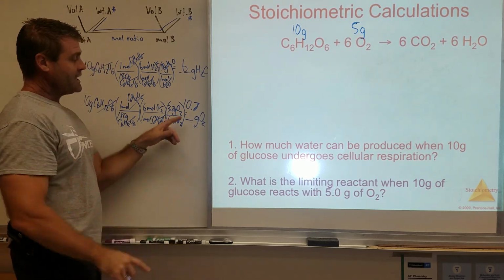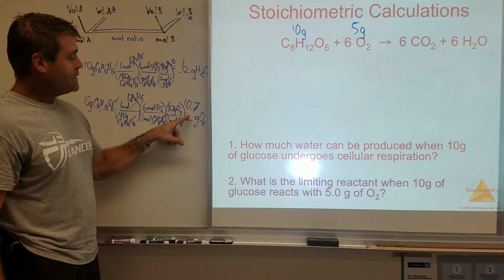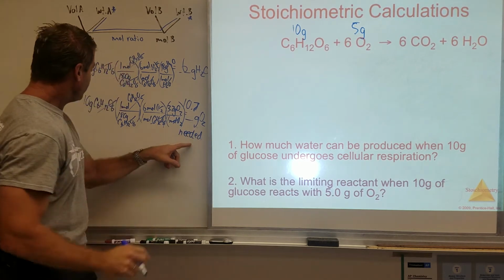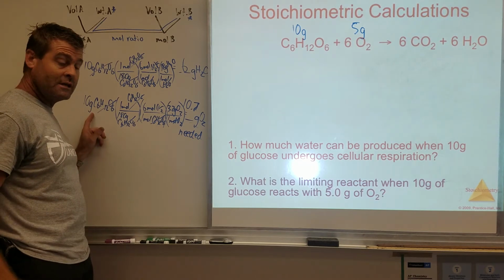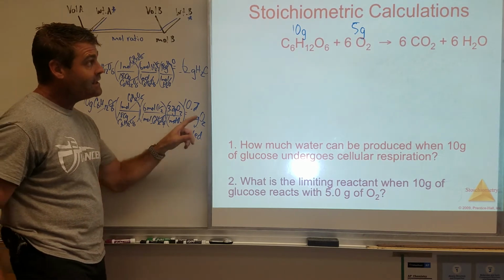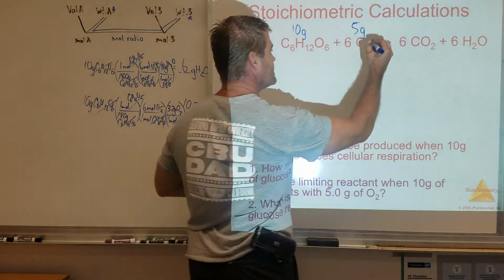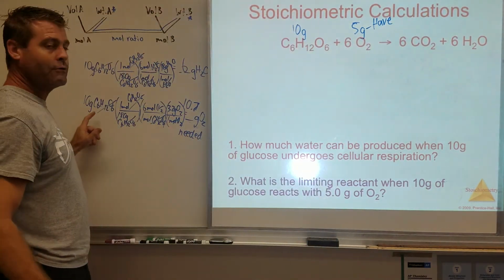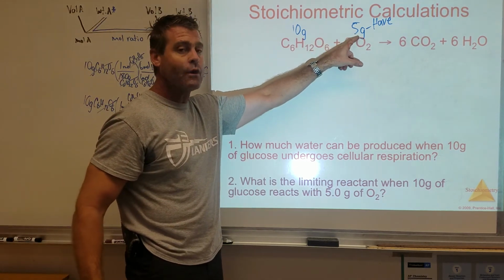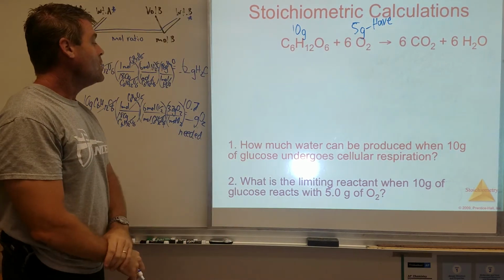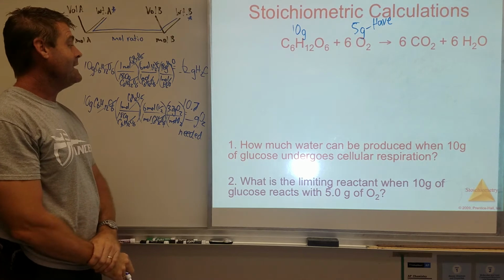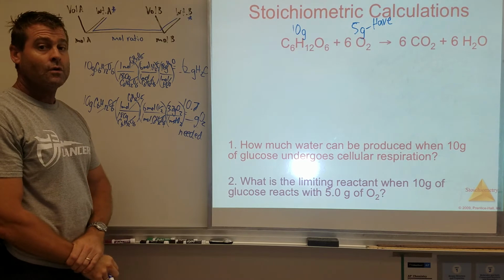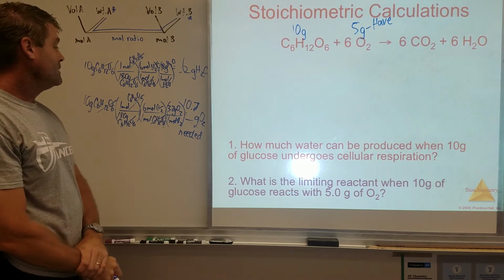Okay, here's what you need to know. 10.7 grams of oxygen is needed to fully react with all of my glucose. So I compare what I need to what I have. This is what I have. If I need 10.7 grams to fully react with all my glucose, but I only have 5 grams, what does that indicate? What's going to run out first?